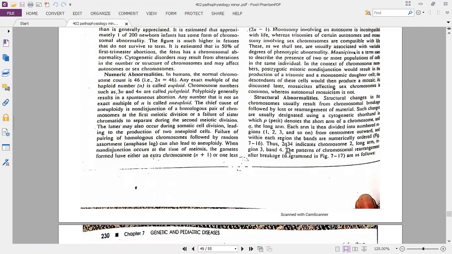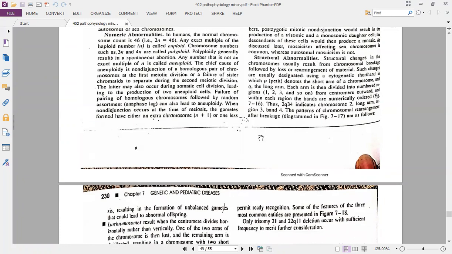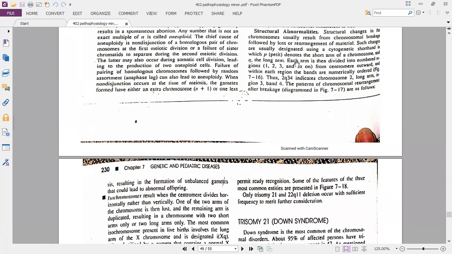In structural abnormalities, when we're discussing the structural changes in the chromosome, there are two arms actually. There is a P arm and a Q arm. P arm is petite, meaning the short arm of the chromosome, and the Q arm is the long arm. So this is how you have a chromosome. Each arm is divided into numbered regions 1, 2, 3, and so on, from the centromere outwards, with each region numerically ordered.